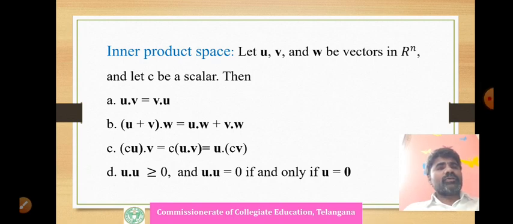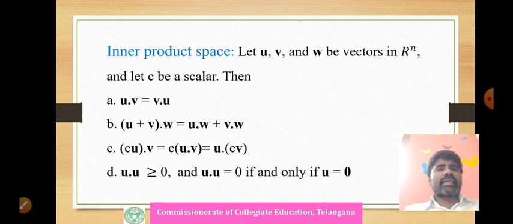Let u, v, w be three vectors in R^n. That means every vector u, v, w consists of n-tuples: u = (u1, u2, ..., un), v = (v1, v2, ..., vn), w = (w1, w2, ..., wn), or any three vectors in R^n.